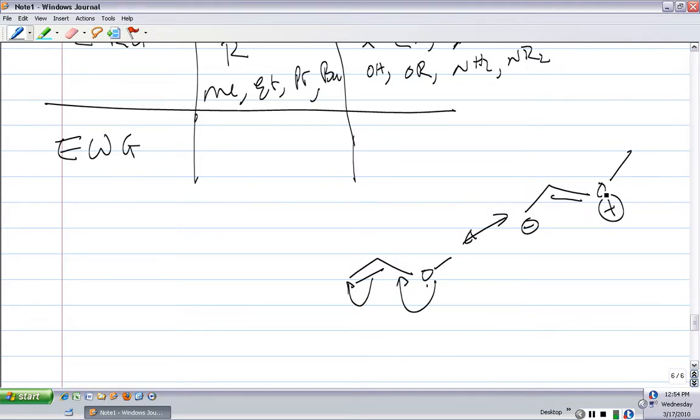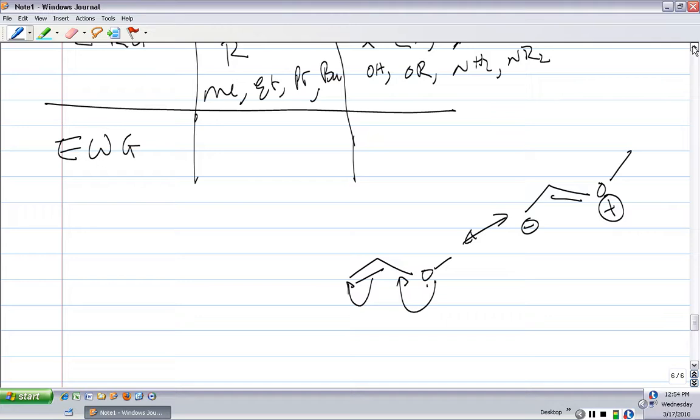And what I have in essence done by resonance is I have dumped electrons from the O into the pi system, into the double bond, which is why this end of the molecule now acquires a delta negative charge. And to show that the O has dumped electron density into the pi system, it's now depleted of electron density, so that's a positive charge.